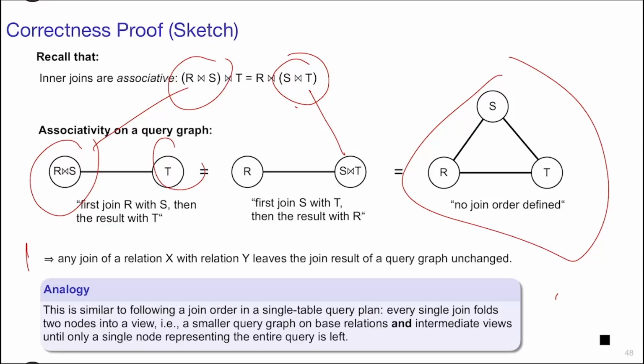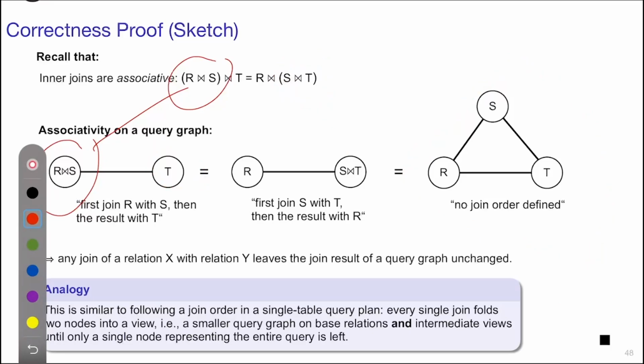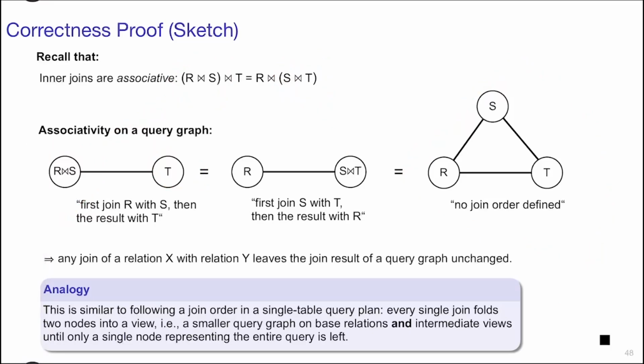And there's an analogy to standard query processing. This is similar to following a join order in a single table query plan. Every single join folds the two nodes into a view. This means smaller query graph on base relations and intermediate views. Again, we can actually reuse the same slide here because the slide has, if you look at it, nothing to do with ResultDB. If you have a standard single table query join, like the one here, yeah, you have a join on R and S and T with those conditions, and you want to compute a single table result.